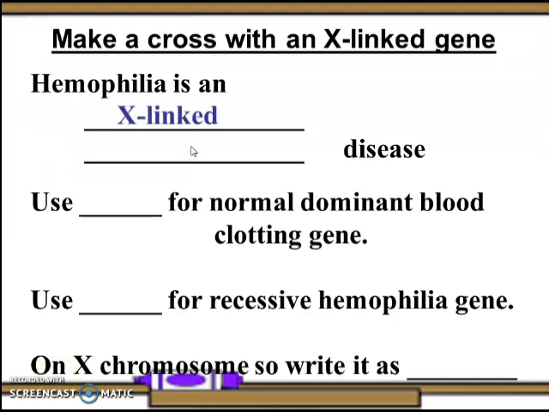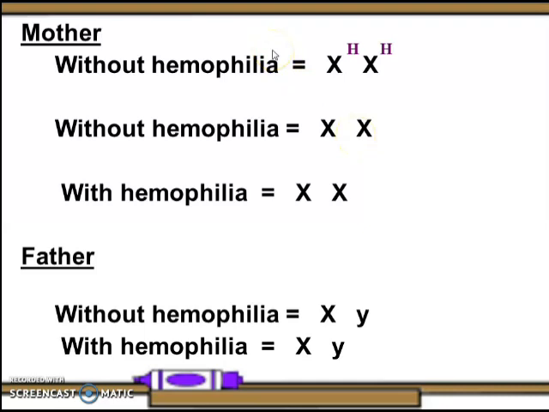Hemophilia is an X-linked recessive disorder. Use capital H for the normal dominant blood clotting gene and small letter h for the recessive hemophilia gene on X chromosomes, so you write it as X with small letter h superscript. This is the genotype of a mother without hemophilia, the genotype of a mother without hemophilia but carrier, and the genotype of a mother with hemophilia. This is the genotype of a father without hemophilia and the genotype of a father with hemophilia.